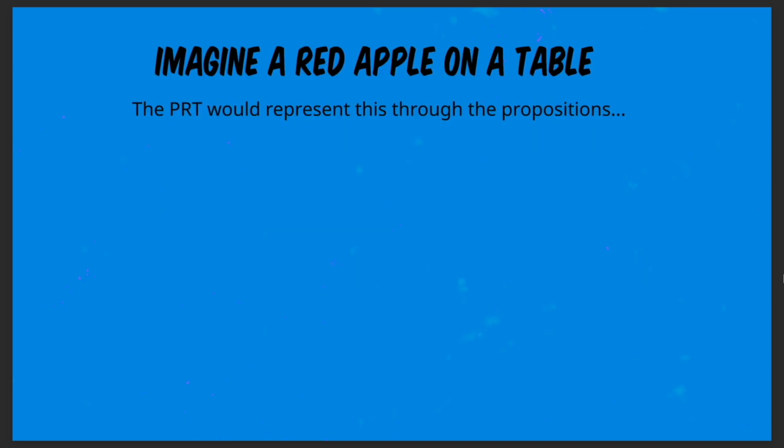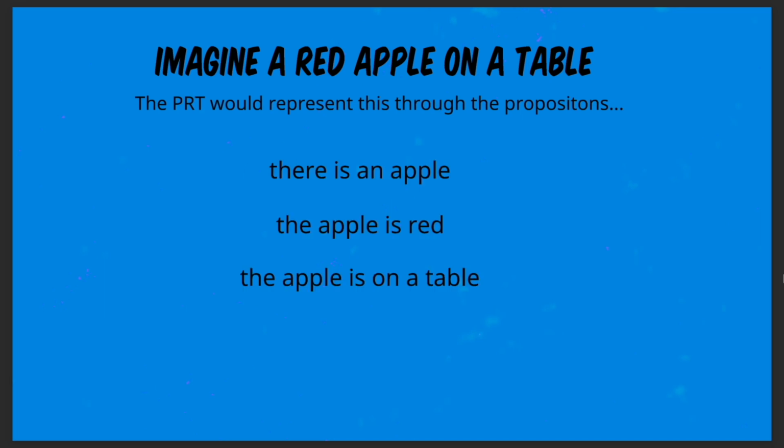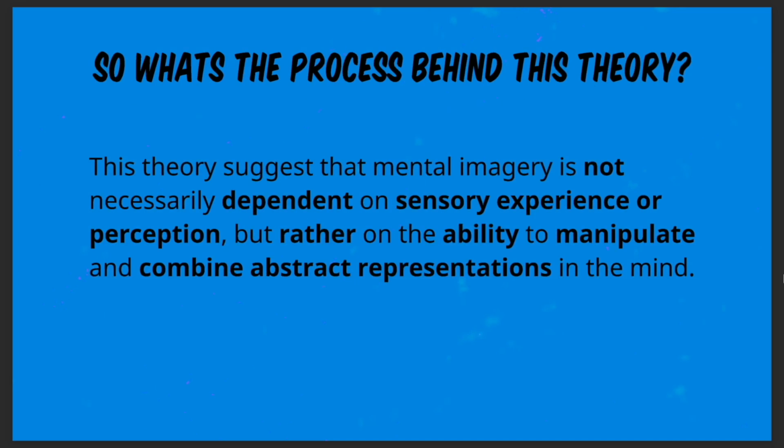This theory would represent this through the propositions of, there is an apple, the apple is red, the apple is on a table. So what's the process behind this theory? This theory suggests that mental imagery is not necessarily dependent on sensory experience or perception, but rather on the ability to manipulate and combine abstract representations in the mind.